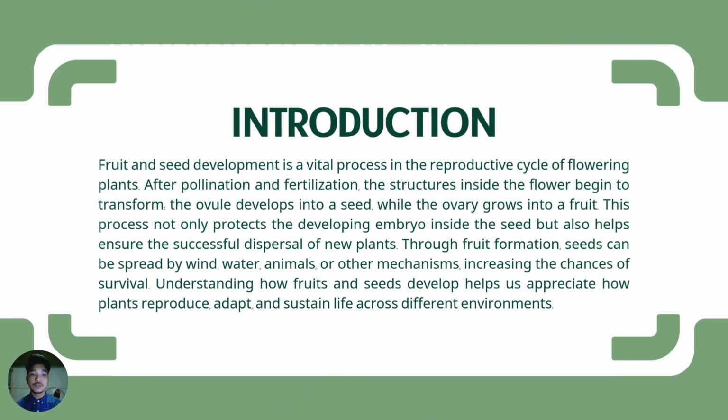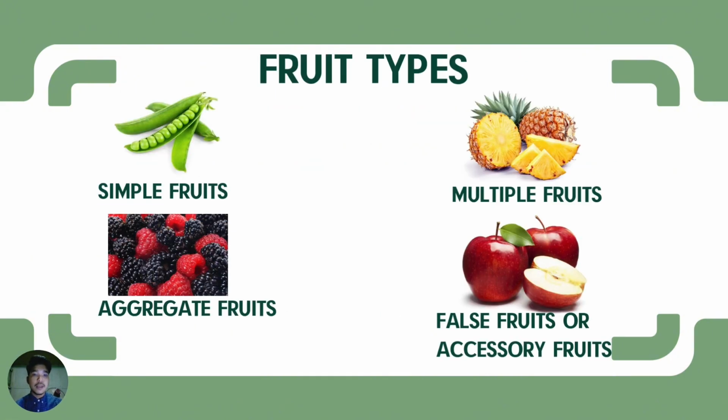Understanding how fruits and seeds develop helps us appreciate how plants reproduce, adapt, and sustain life across different environments. Next, we move to the fruit types. For example, simple fruits is pea fruit. Aggregate fruits is raspberry and blackberry. Multiple fruits is pineapple, and false fruit or accessory fruit is apple.